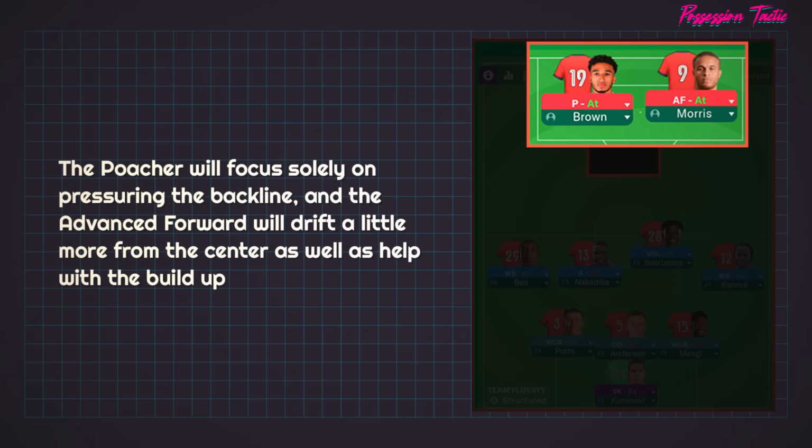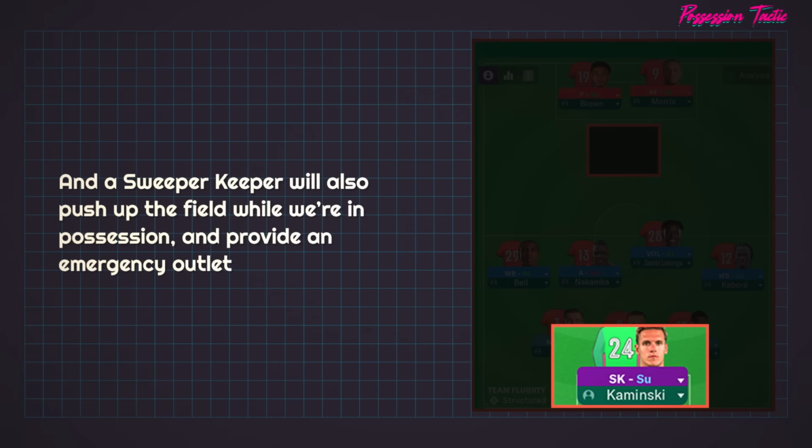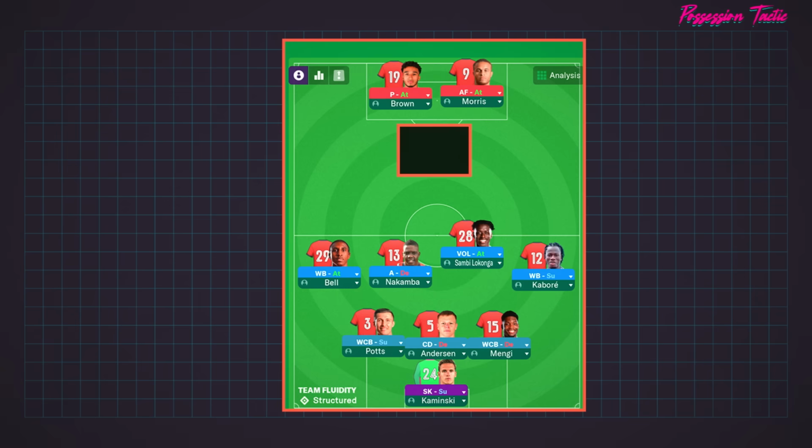As for the strikers, the poacher will focus solely on pressuring the backline, and the advanced forward will drift a little more from the center as well as helping with build-up. And a sweeper keeper will also push up the field while we're in possession and provide that emergency outlet if we need. Finally, we go back to the attacking midfield position.